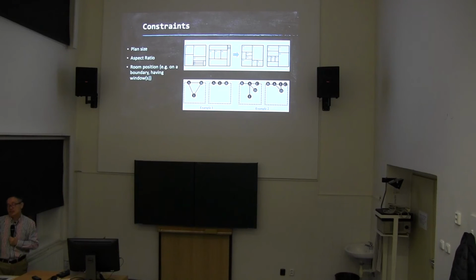Once you specify that I want room I to be on the boundary, the moving itself is done automatically. Of course, this may not meet your requirement. You may say, actually, I want this room to be here. Then we have to move it manually in that case.